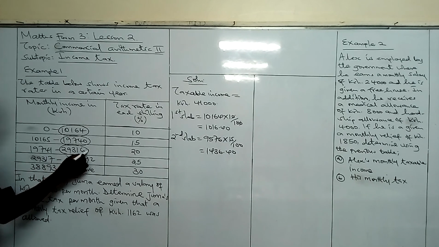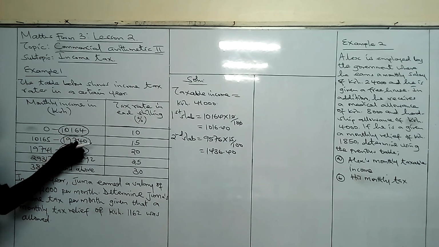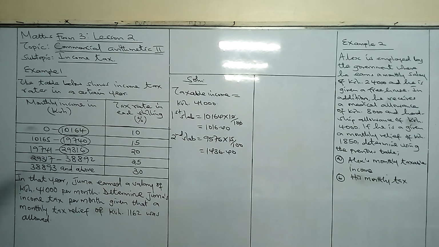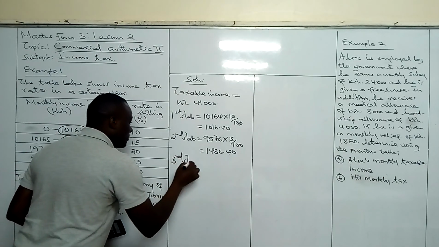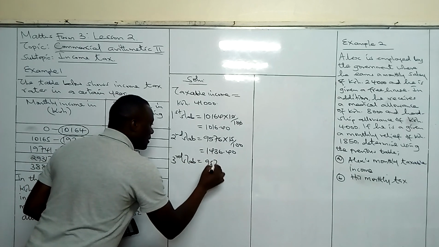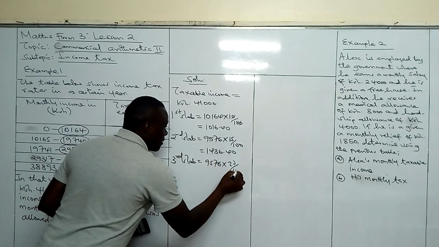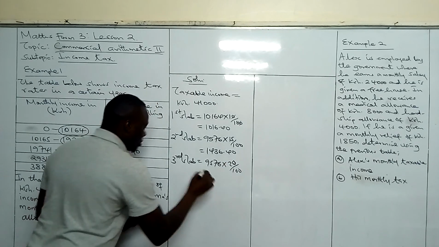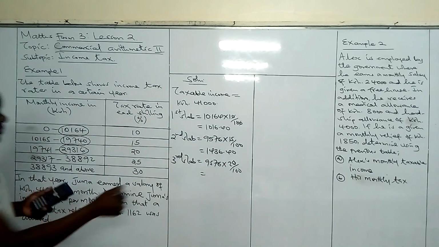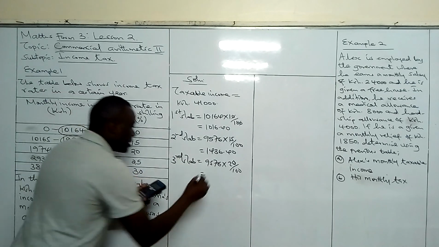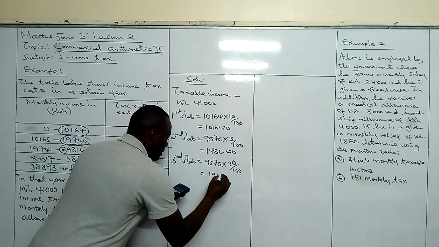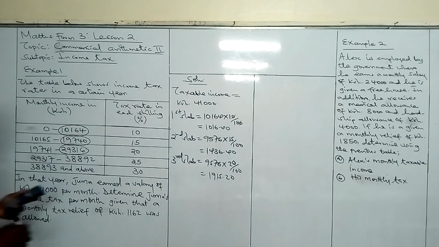Next, I will now take 29,316. Then I subtract 19,740. So I will have 29,316 minus 19,740, which will give me the same value. So in our next slab, we will now take 9,576 times 20 over 100, which will be, now we multiply this particular money times 20, then we divide by 100, which will give us 1915.20 cents.